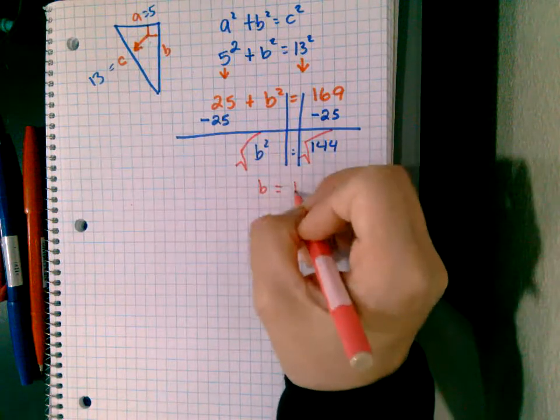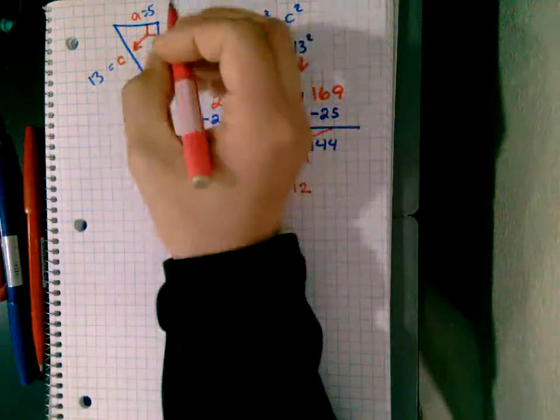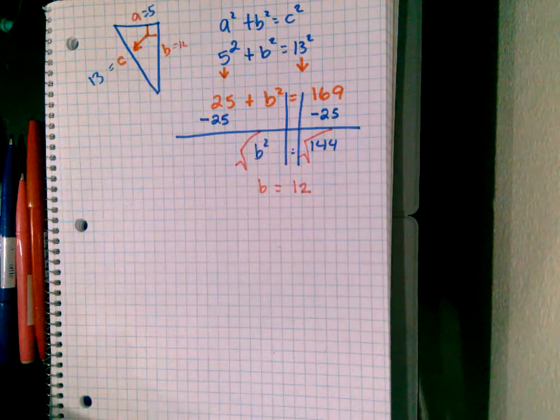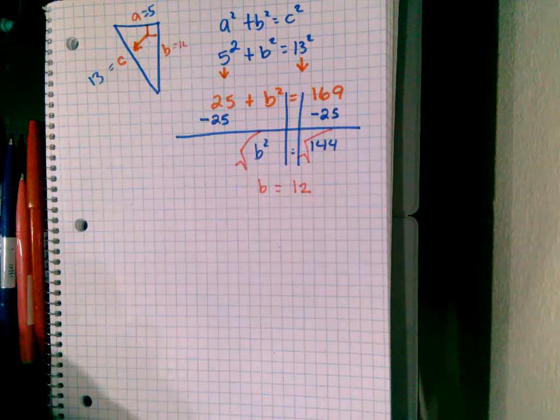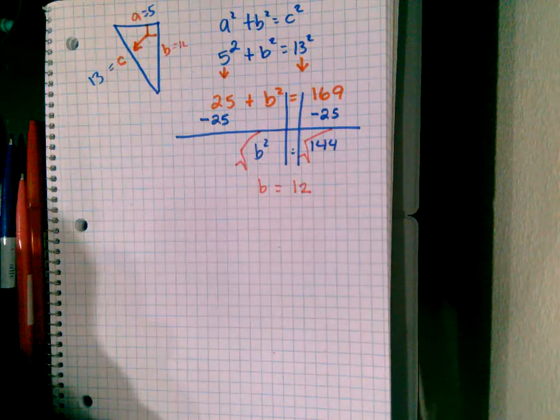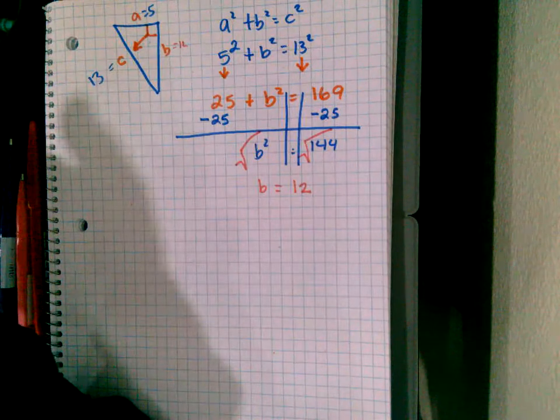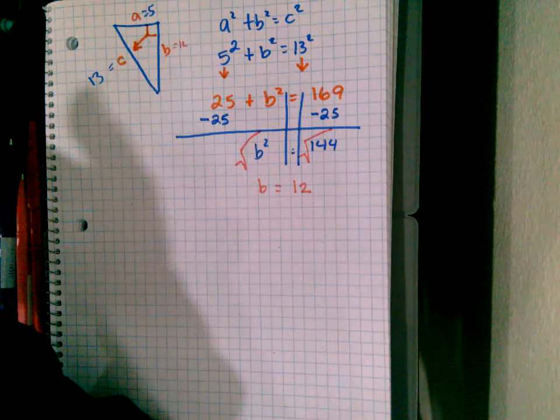B is equal to 12. So b equals 12, and that's it. Pretty simple. It's pretty simple if you know how to solve equations, right? We've been solving equations in 7th grade for a very, very long time now.